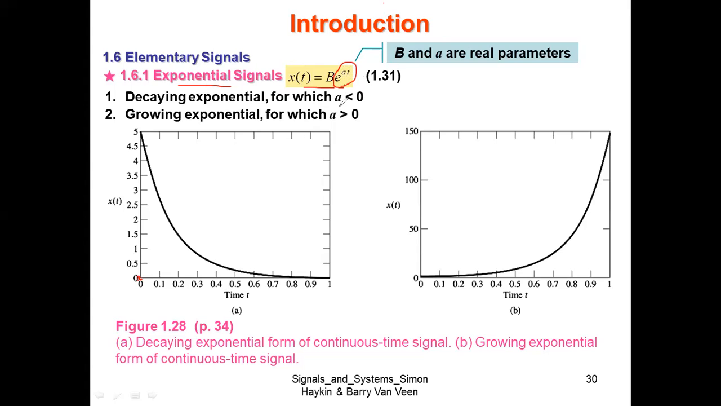As per this expression, if a is less than 0, then this is going to be a decaying exponential. When a is greater than 0, we get a growing exponential. Have you seen anywhere in the labs or in the real world a growing exponential or a decaying exponential? Can you relate this?